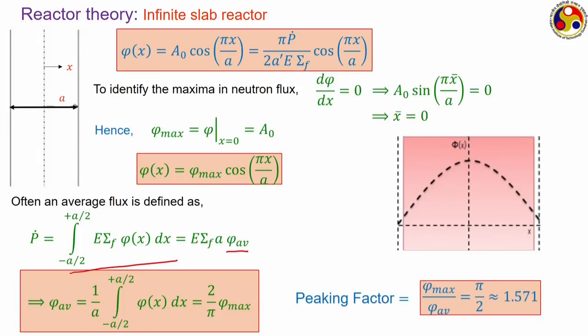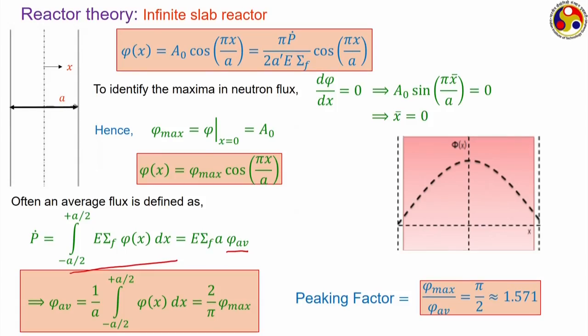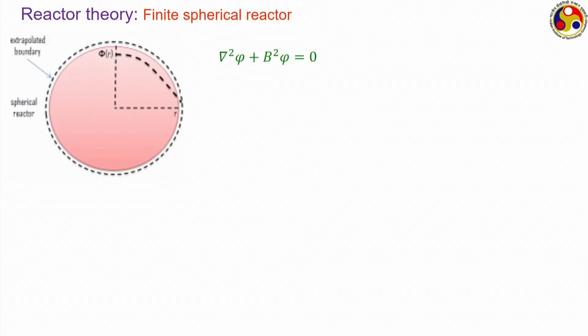Quite often, to understand the non-uniformity that can be present inside the reactor in terms of neutron flux, we define a peaking factor. This peaking factor is defined as the ratio of the maximum flux to the average flux, and in this case it is clear the maximum flux is about 1.57 times greater than the average flux. So, that is a strong indicator of the non-uniformity that can be present inside the reactor in such a configuration of infinite slab.